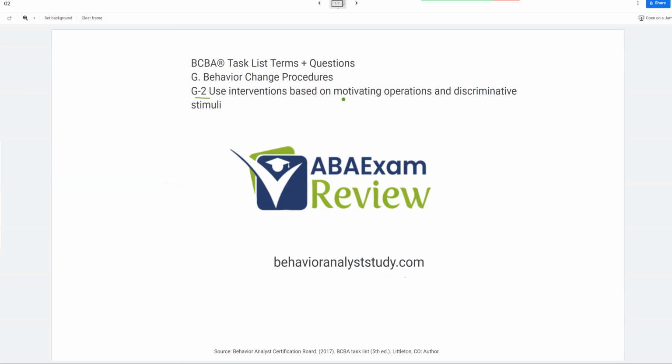So that is G2, interventions based on MOs and SDs. Extremely important topic. It can be difficult to internalize, but you want to work hard at it because when you do internalize it, you'll be surprised at how easy it makes some of our other behavior questions. And you're going to start to notice how important MOs and SDs are in those behavior questions.